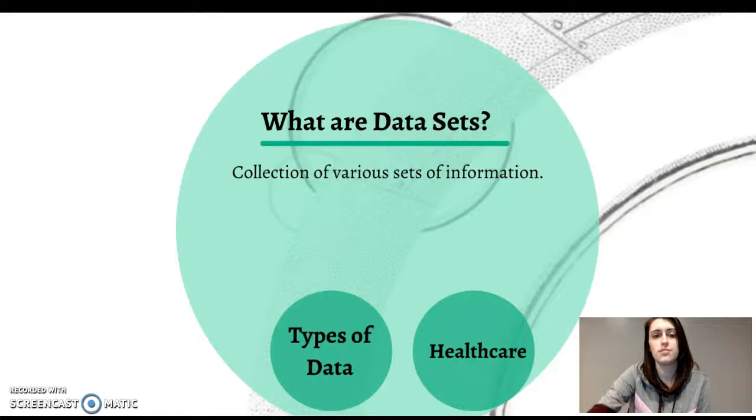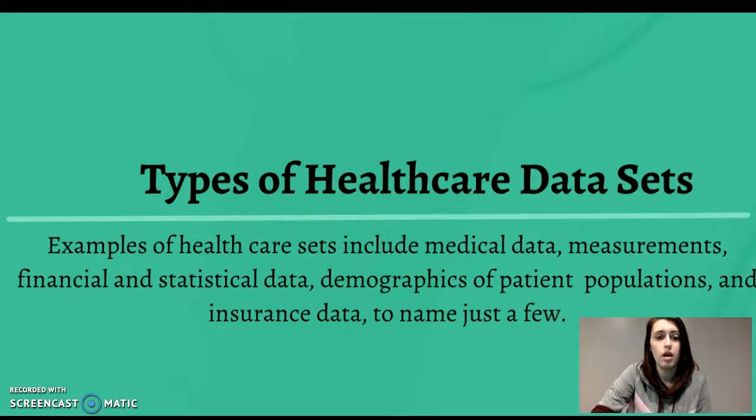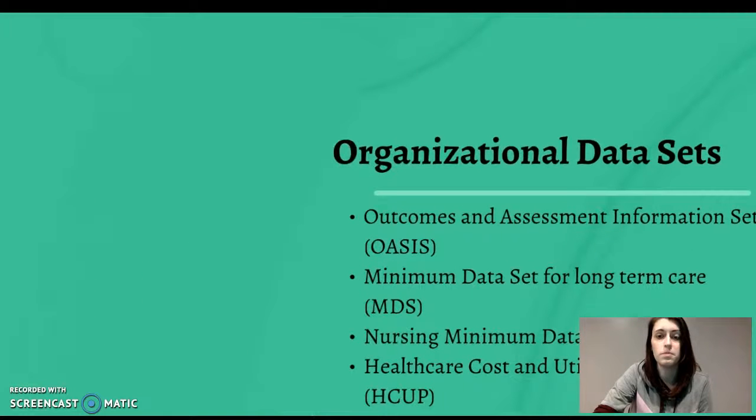What are data sets? Data sets are a collection of various sets of information. Different types of data sets. Some examples of these include medical data, measurements, financial and statistical data, demographics of patient populations. These are very commonly used to assess community patient population needs for community health nurses or community health organizations. Insurance data, and these are just to name a few. There are many, many more healthcare data sets out there that are available for review.